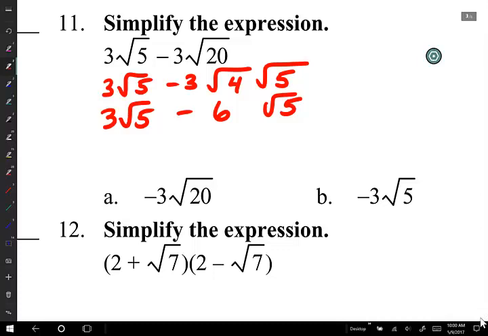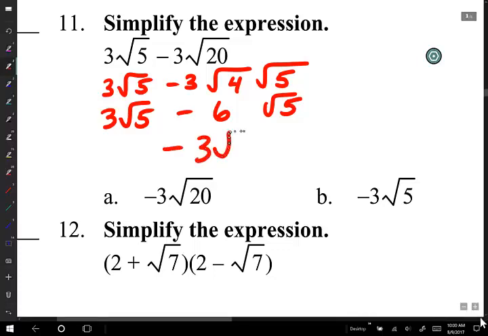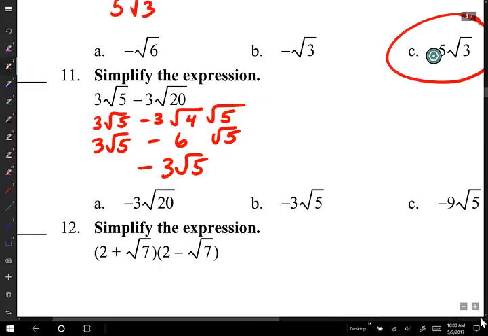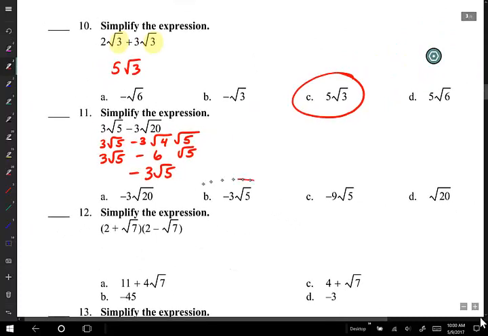Did I just write it? Square root of 4 times the 3. So my answer is negative 3 radical 5. Let's see, is that one of my choices? Option B. So far, so good?